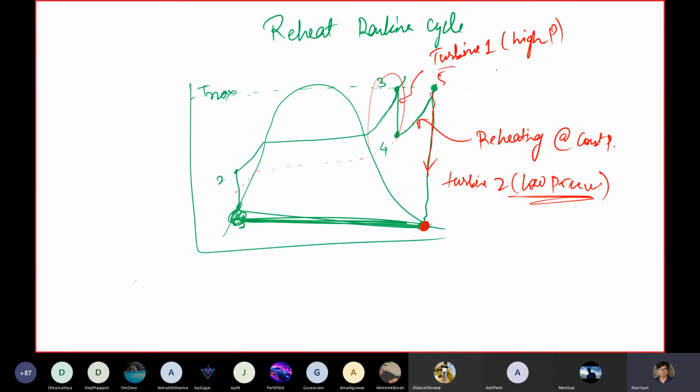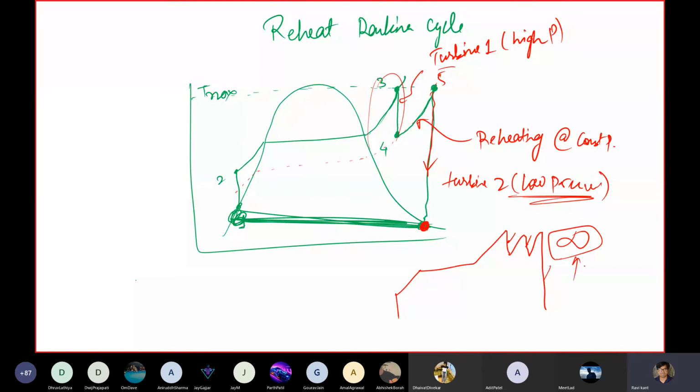Like this is one stage of reheating. You can also do something like this. Sir, we can reheat as many times as we want, between the maximum temperature limit. Yes. So 1 turbine, 2 turbine, intermediate turbines you can actually think of. Yes, but we cannot go infinitely many times.